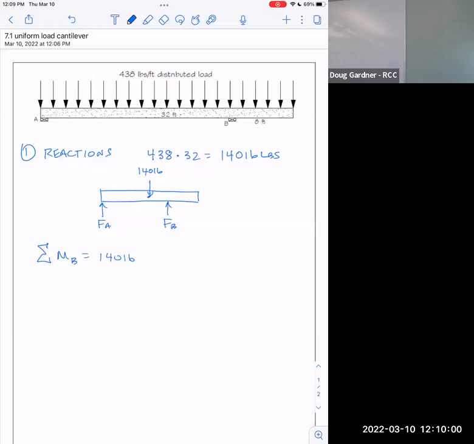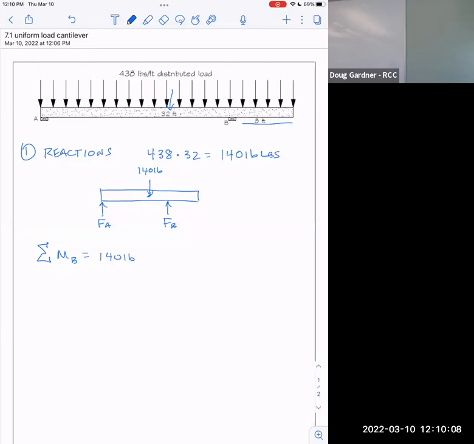How far is it away? Notice I didn't draw that in, but this is 8 feet over here, and this would be in the middle at 16 feet. So wouldn't it be 8 feet? Isn't this distance right here 8 feet from B?